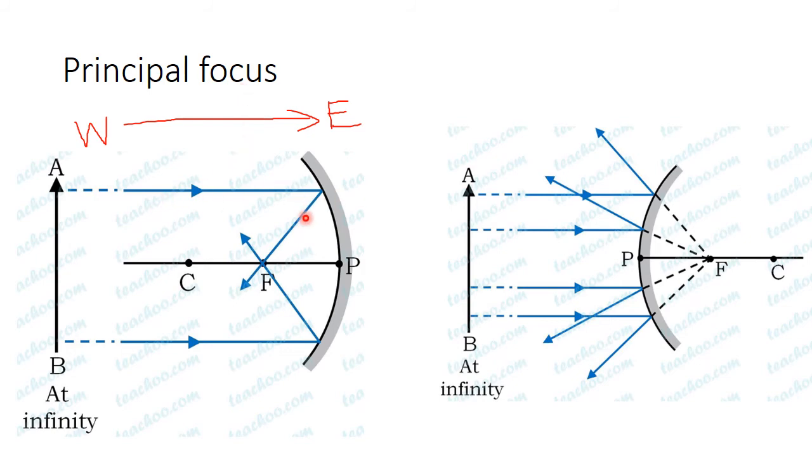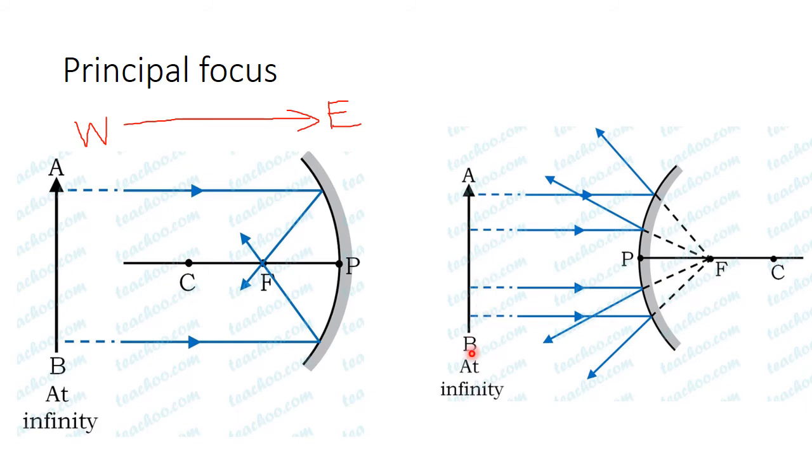Fine. So a narrow beam of light parallel to the principal axis is converging to a point. Can you see? First, they are moving parallel, but after reflection, they are moving towards this point F. So I'll say they are converging towards the point F. So, when a narrow beam of light moving parallel to the principal axis after reflection converges to a point F on the principal axis, this point F is known as your principal focus.